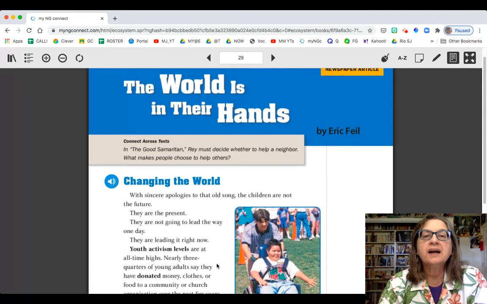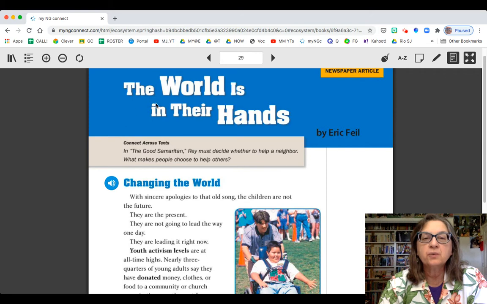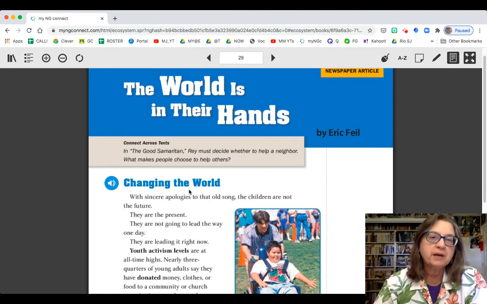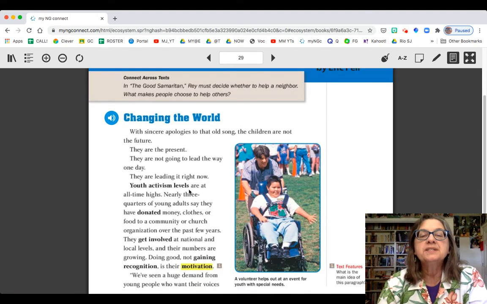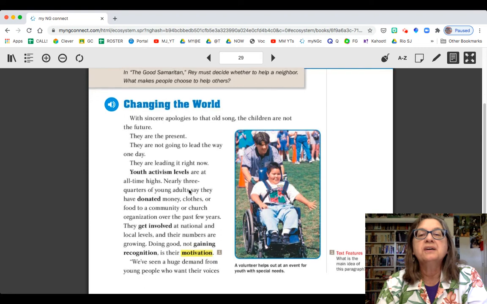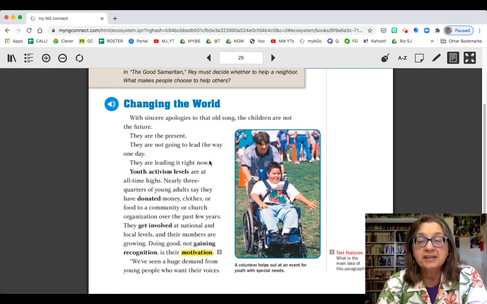So you've got the name of the article, The World is in Their Hands, and you've got here a subheading, Changing the World. So it's already giving you an idea. Why do people help out for free? They want to change things. So that's one way they can do it, by being active. With sincere apologies to the old song, the children are not the future. They are the present. They're not going to lead the way one day. They're leading it right now.